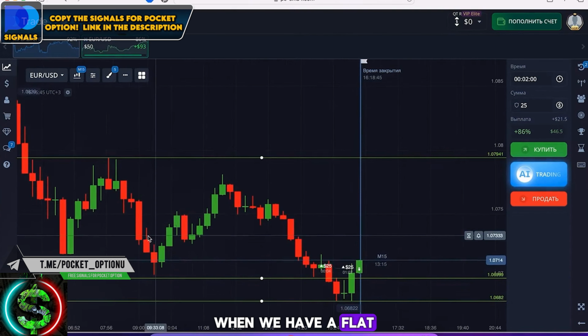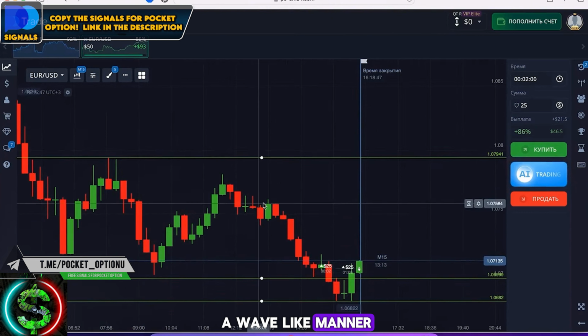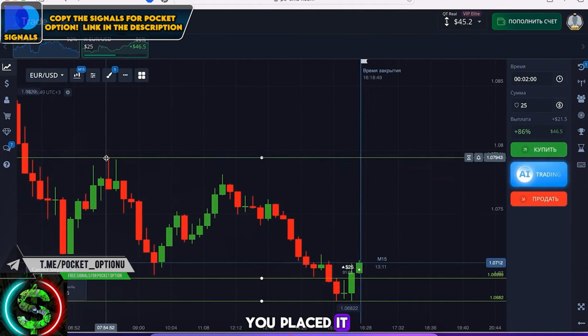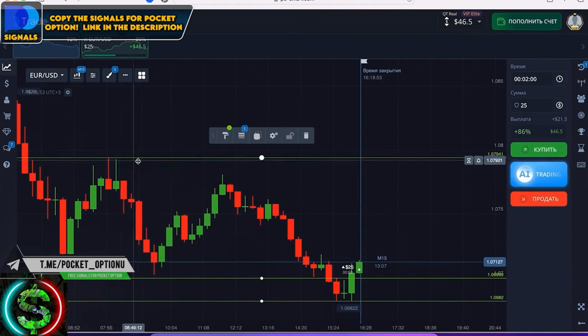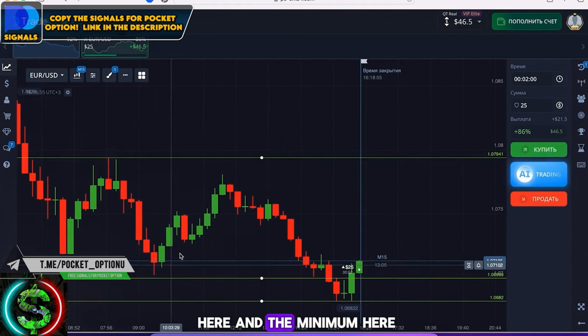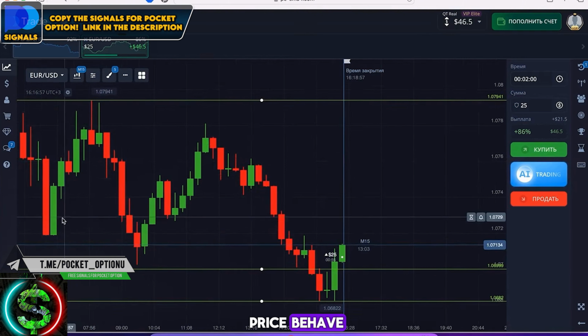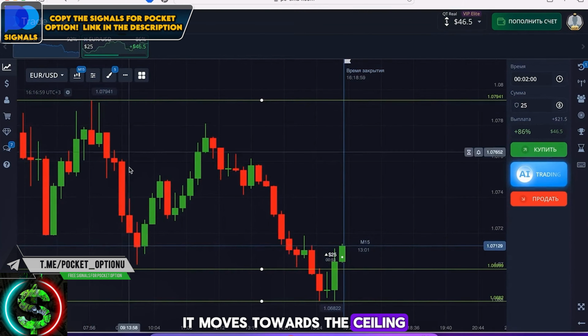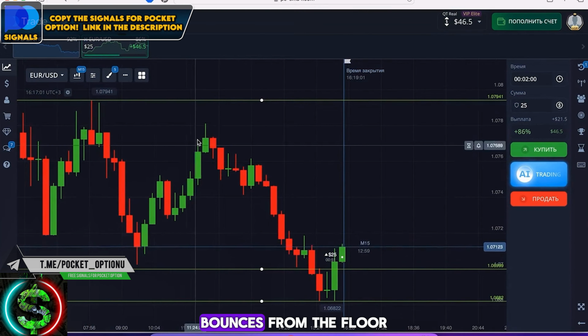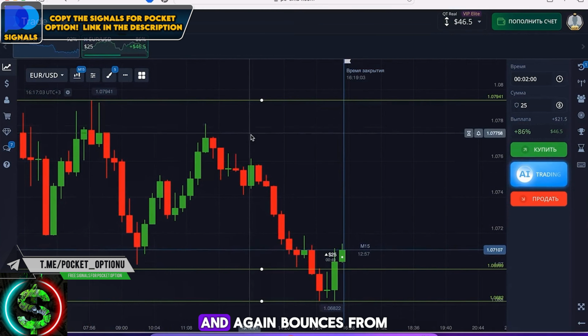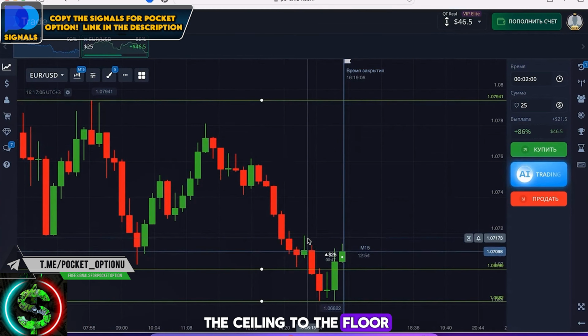When we have a flat, the price behaves in a wave-like manner, reaching the ceiling where you placed it. Here it is placed. By the way, the first trade is happening. I placed the ceiling here and the minimum here. So how does the price behave? It moves towards the ceiling, drops to the floor, again bounces from the floor to the ceiling, and again bounces from the ceiling to the floor.